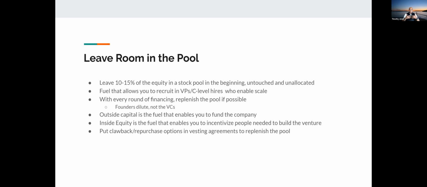Just from a practicality standpoint, the way you can also help replenish the pool is that you have repurchase options and clawback options, vesting agreements to help replenish it. So even if someone is vested in their stock and they decide to leave, at least there's an option to potentially repurchase their shares to put those back into the pool. Many people will leave a company, be vested, but if the company offers to buy the options back, they'll take the cash.